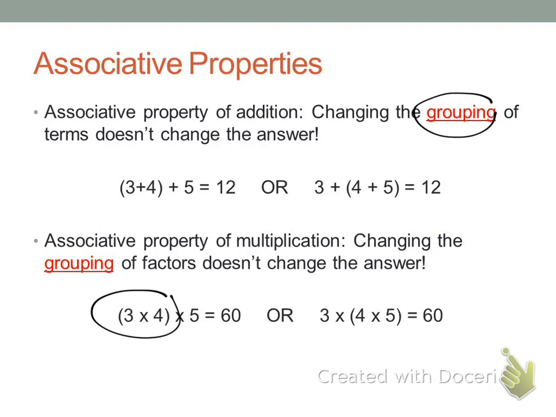All right, associative properties. Okay, any questions on the first two properties? Now, associative and commutative, they're kind of similar, but remember, associative deals with parentheses, the grouping. Changing the grouping doesn't change my answer. And then commutative is changing the order.